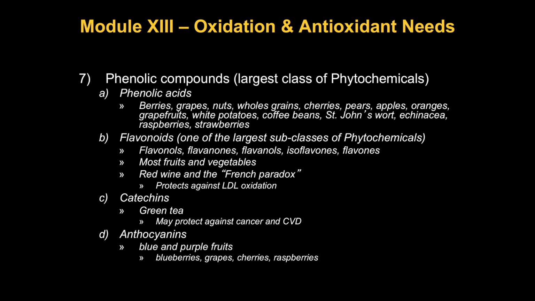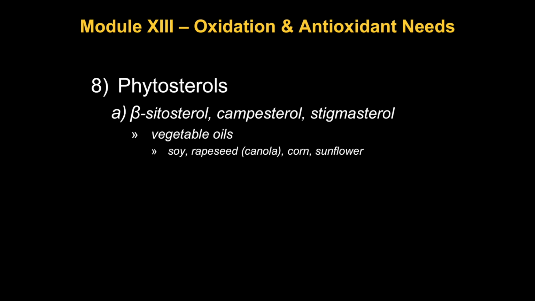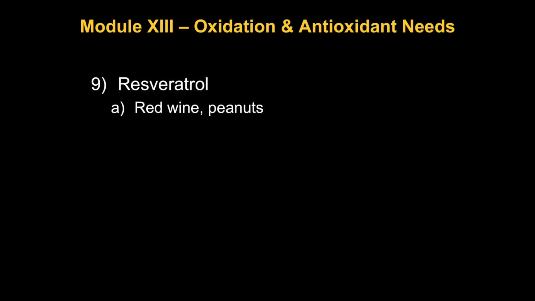There are phenolic compounds, which happens to be the largest class of phytochemicals here, but we've got phenolic acids, we have flavonoids, we have catechins from things like green tea and anthocyanins. These are all functioning as antioxidants. There are phytosterols, which are the plant form of sterols, and so these are also functioning as antioxidants. Things like vegetable oils have lots of phytosterols in them. Then there's resveratrol. If you like red wine, you like grape juice, you're going to get some resveratrol. Even peanuts have it. Again, functioning as an antioxidant.